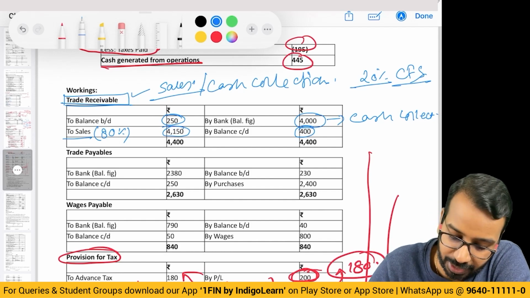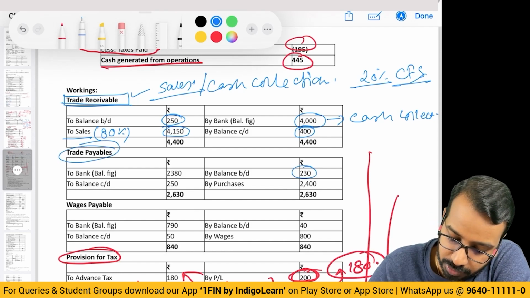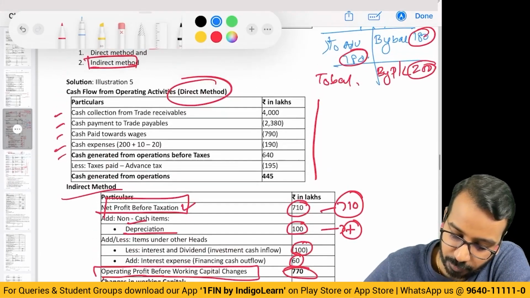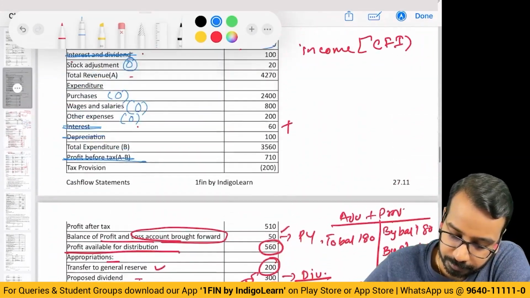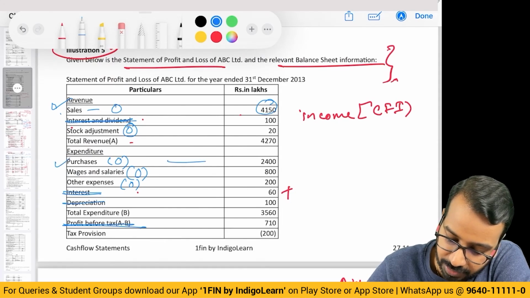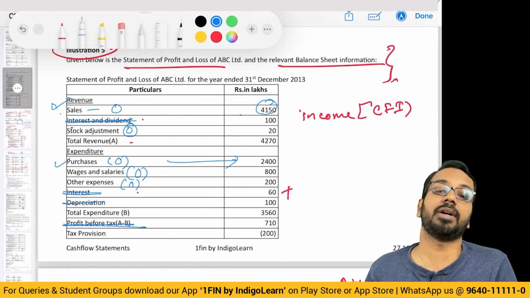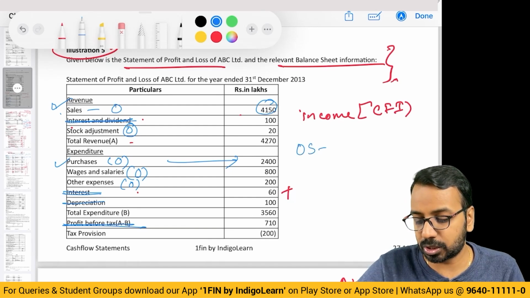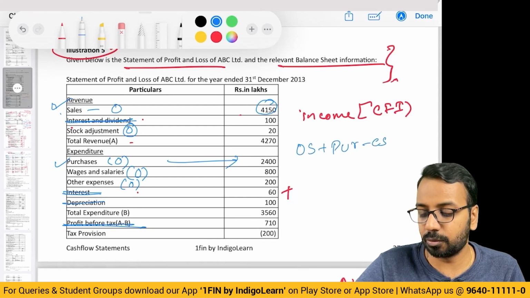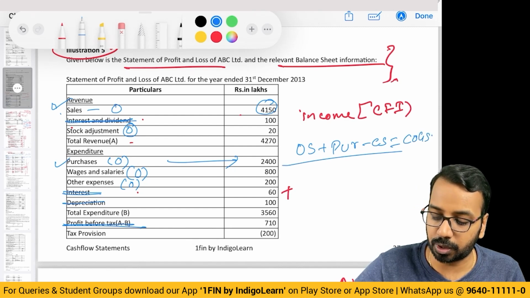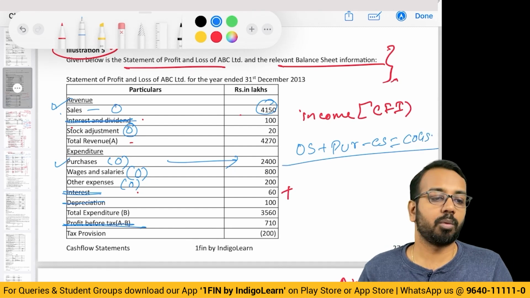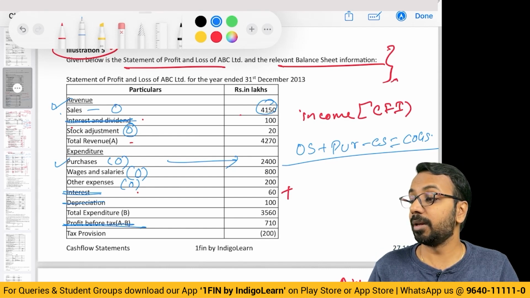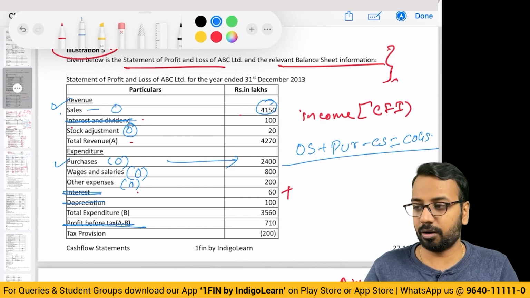Same way for trade payables: balance brought down, balance carried down, purchases. Where do we get the purchases number? Purchases is given directly here. If purchases is not given directly, then you have to derive it using the formula: opening stock plus purchases minus closing stock is equal to cost of goods sold. You will use this formula to determine the purchases. As per the information available in the question, we will do the working accordingly.